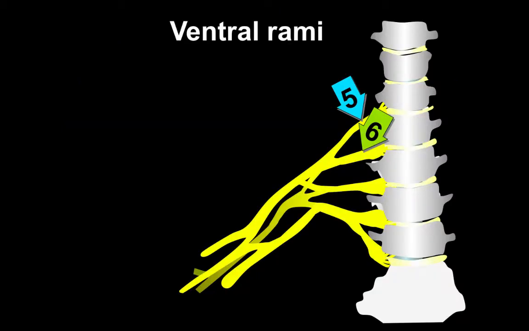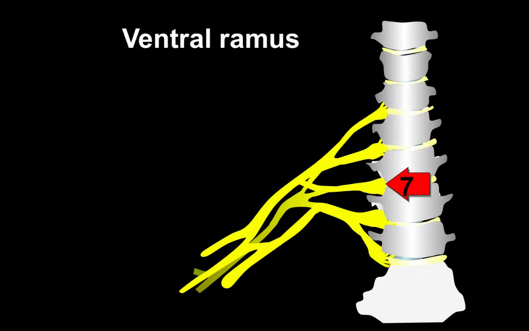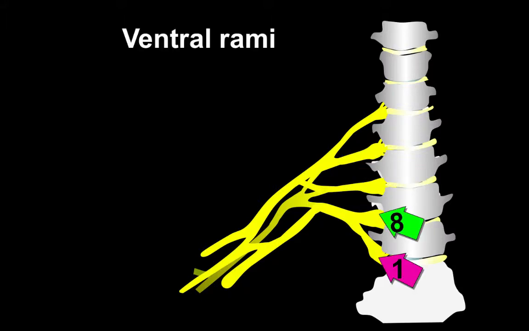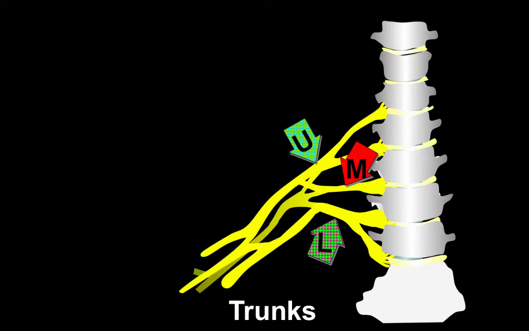The ventral rami of C5 and C6 form the upper trunk. The ventral ramus of C7 forms the middle trunk, and the ventral rami of C8 and T1 form the lower trunk. So there are 3 trunks: the upper trunk, the middle trunk, and the lower trunk.